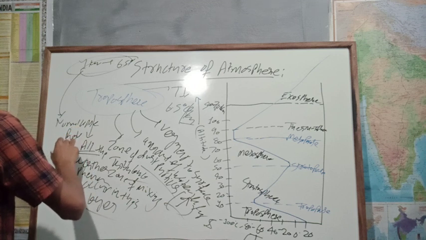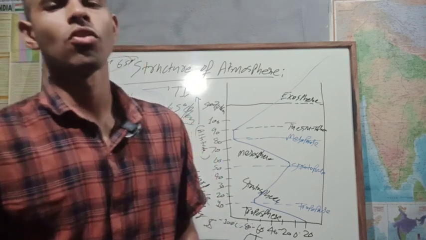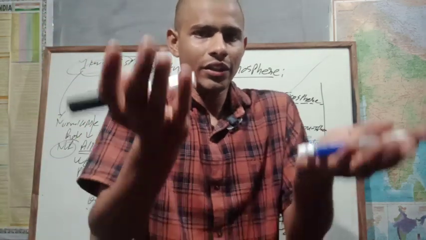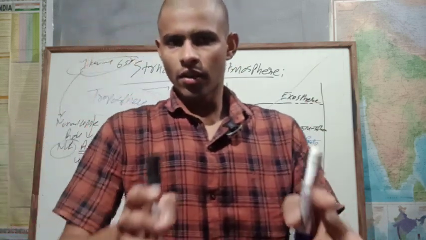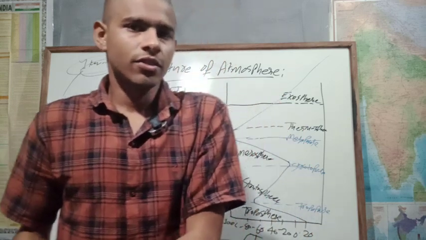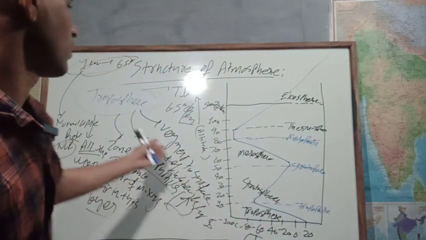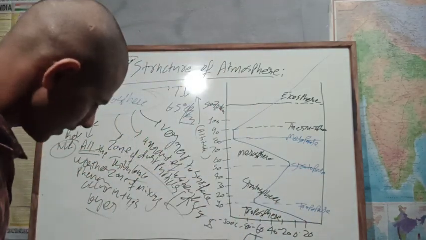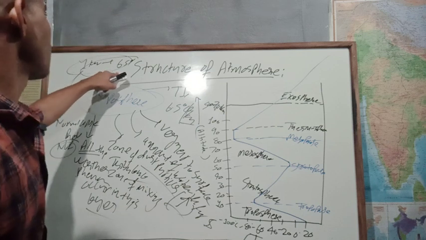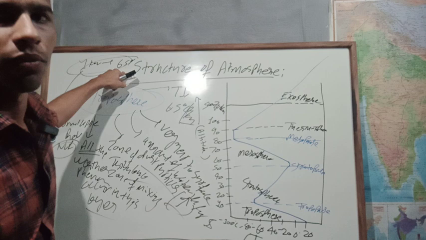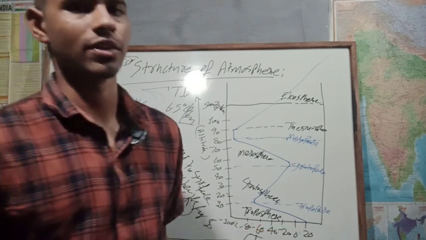Normal lapse rate. Fine. So what is normal lapse rate? As we go higher in altitude, the temperature decreases at the rate of 6.5 degrees Celsius for each and every 1 kilometer. So this is what we mean by the normal lapse rate. This is the rate at which the temperature decreases. Fine. This is the difference.